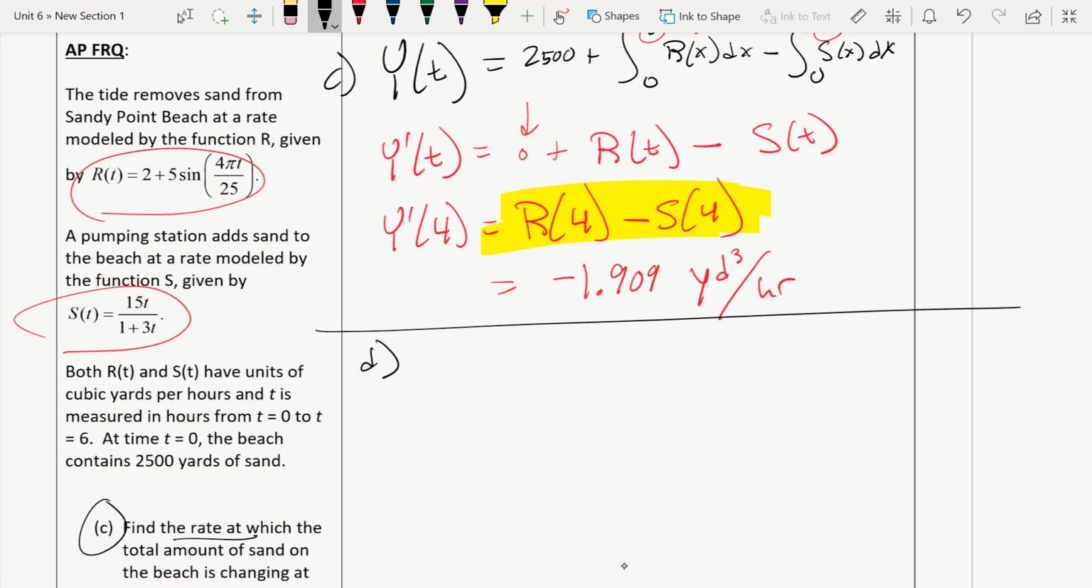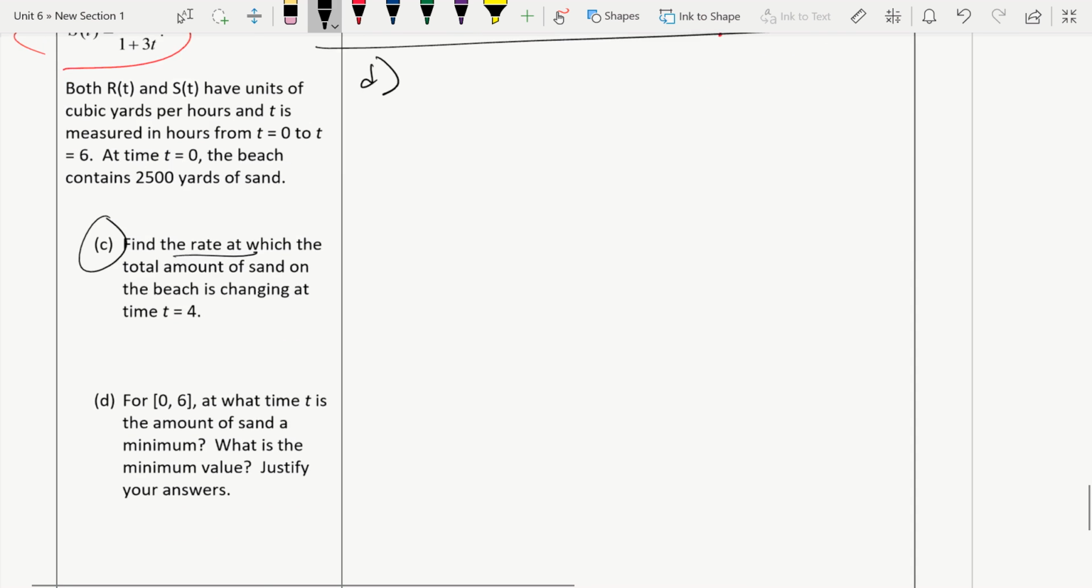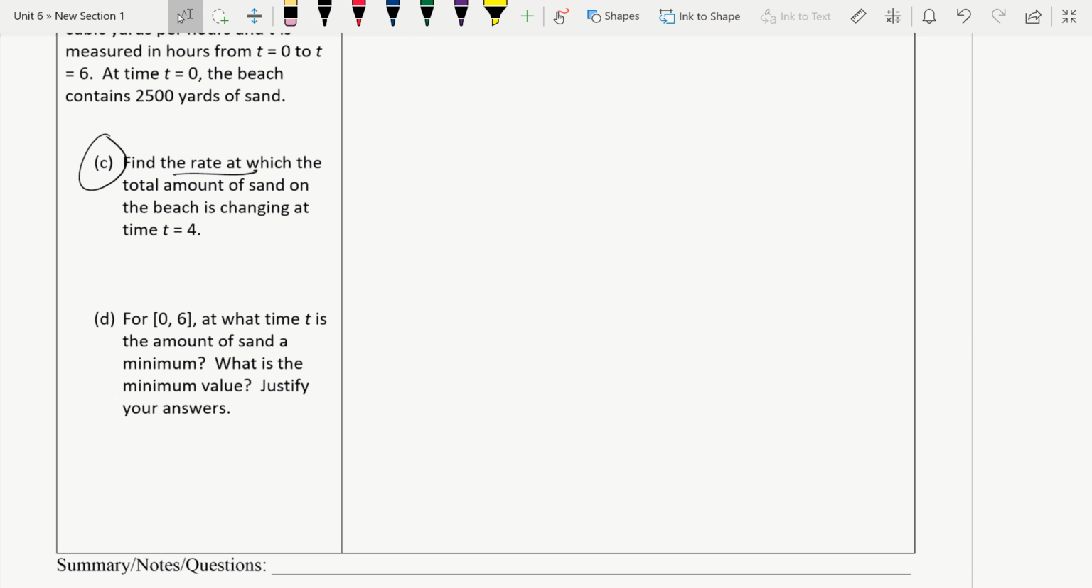Our last sub-question is, for the time interval 0 to 6, at what time is the amount of sand a minimum? Ah, our favorite. We loved these problems back in Unit 3, didn't we? What is the minimum value? Justify your answers. Okay, well, let's see.